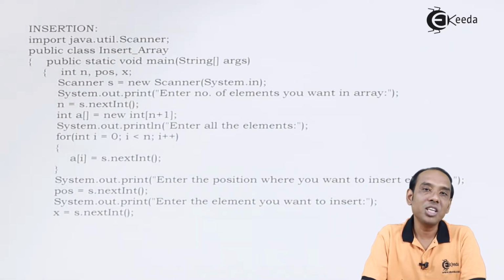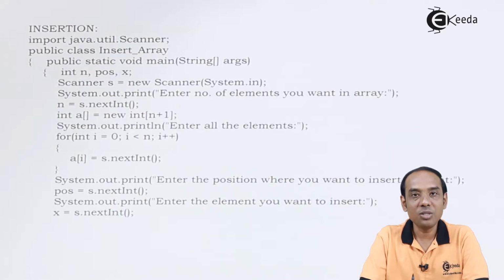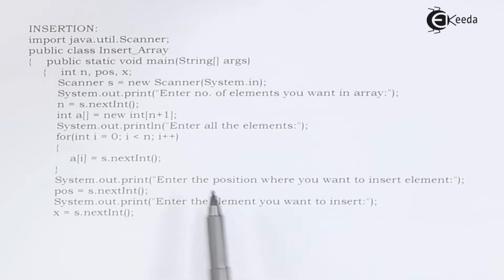Now comes the part of inserting the element into the array. For this we need to ask the position where the user wants to enter the element. So we write System.out.print, enter the position where you want to insert the element. We need to take the element position from the user. The position number will depend upon the user's choice. It cannot be less than 0 and it cannot be greater than the number of elements present in the given array. Other than that, it can be any position. That position I will be storing in the variable called pos. So we write pos equal to s.nextInt().